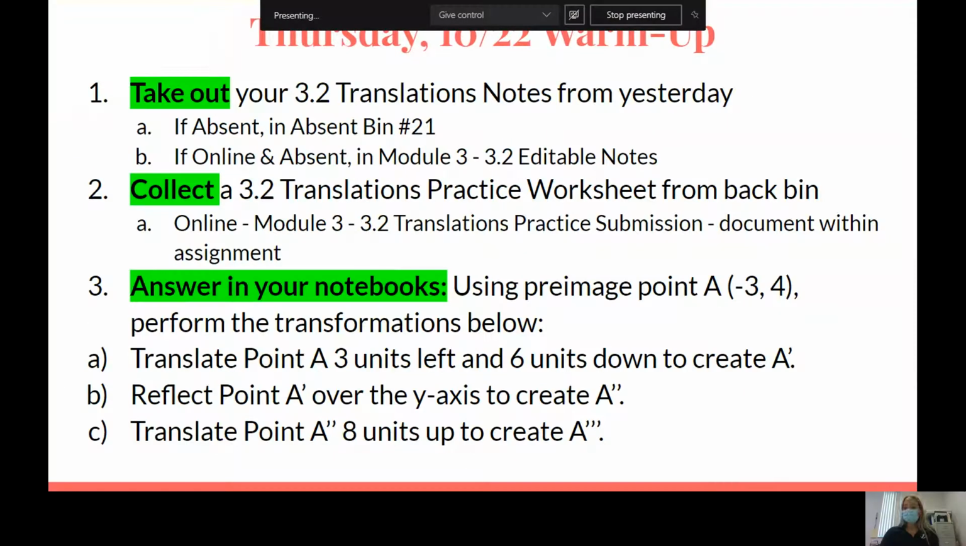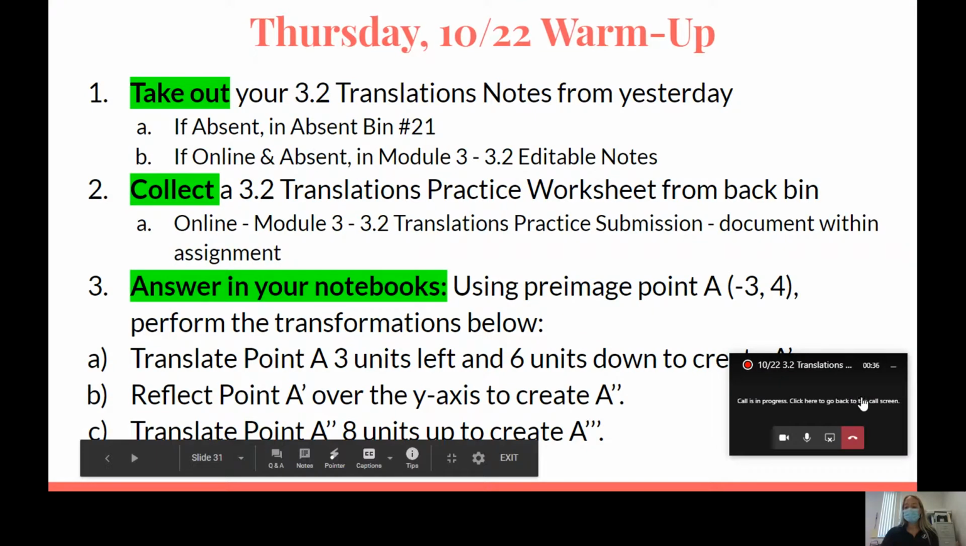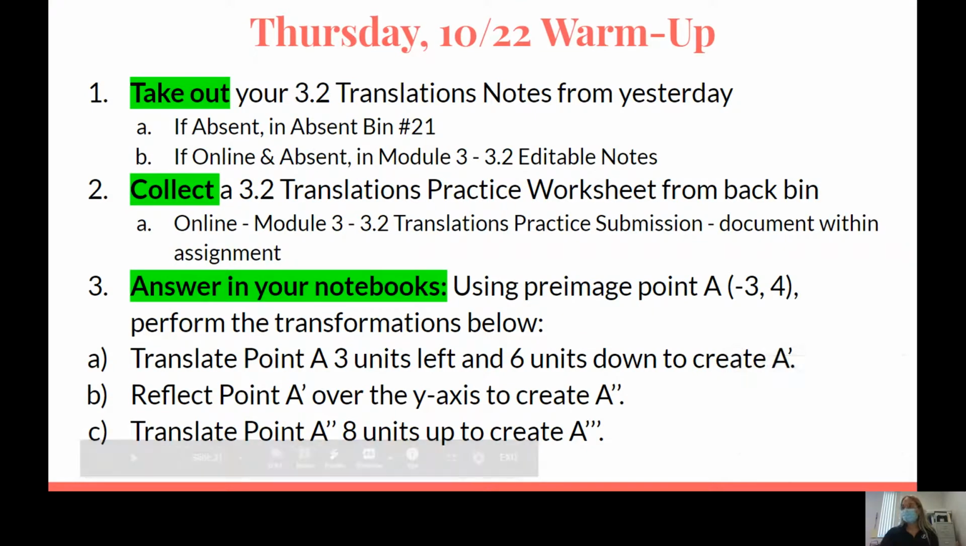So I should see your notebooks out, and I should see your notes out from yesterday. And we're going to get ourselves a rumbling here.